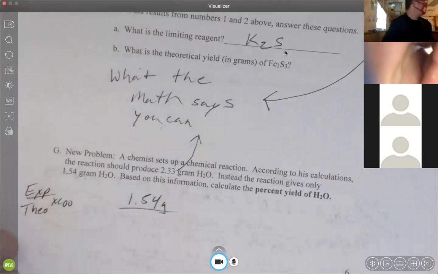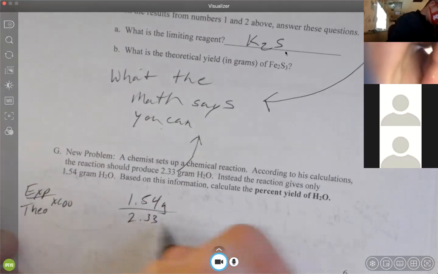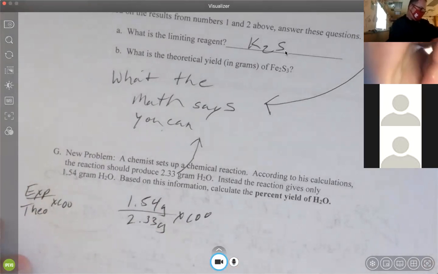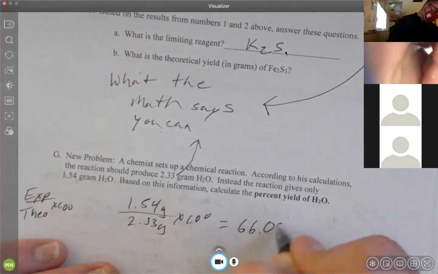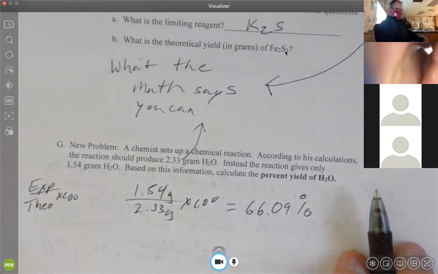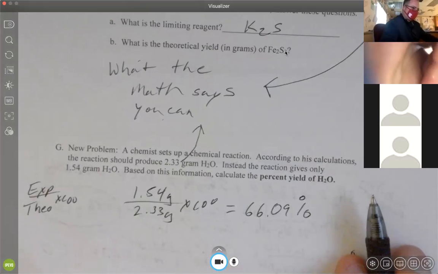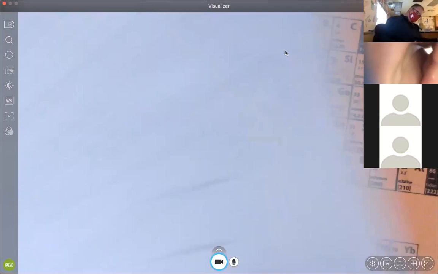So there's our experimental. Here is our theoretical, and we times that by 100. 1.54 divided by 2.33 times 100. The answer is about 66.0944. So you only had about 66% yield. Let's try one more and then we'll talk about the laboratory.